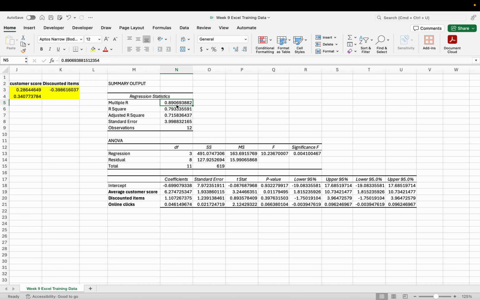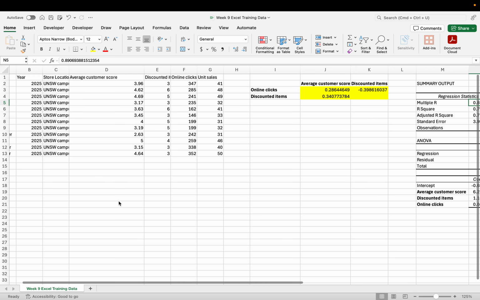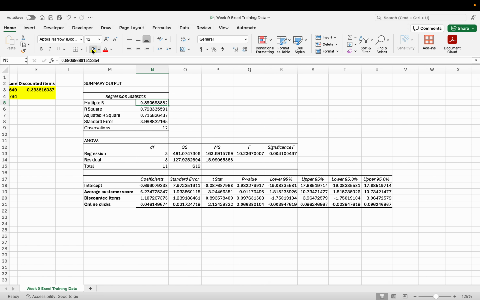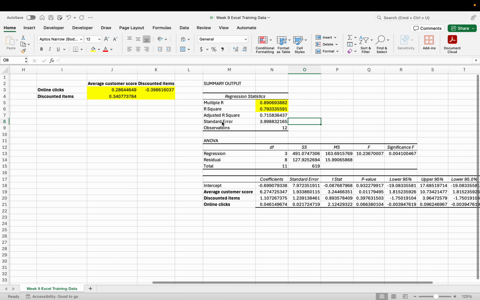The multiple R is positive and pretty strong, which means that these have a positive, strong impact on the amount of units sold. So I'll highlight that. R squared says that this model can explain 80% of the variance in unit sales.